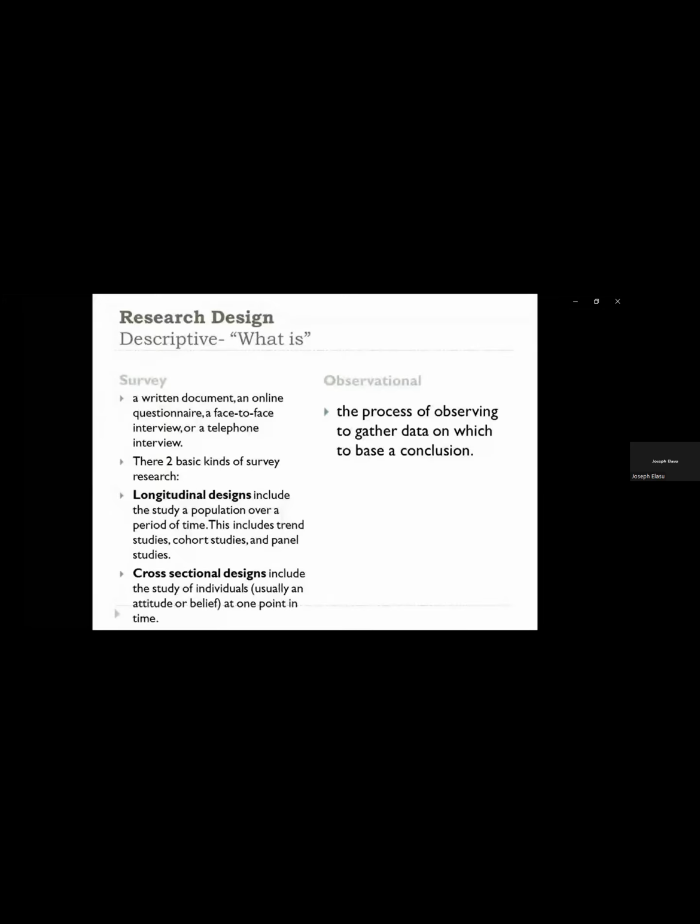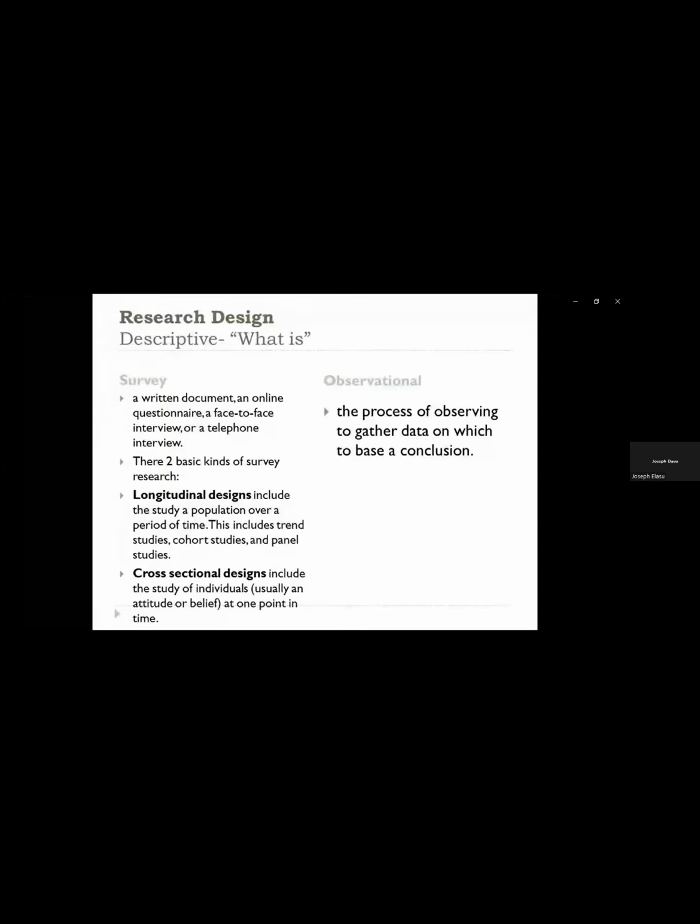A cross-sectional study then just looks at individuals at one point in time. So again, going back to our example of Charlie, Charlie simply wants to know what is the academic achievement of freshman college students with an anxiety disorder. So he is just looking at one specific point in time about what is. Oftentimes, surveys collect data on attitudes and beliefs.